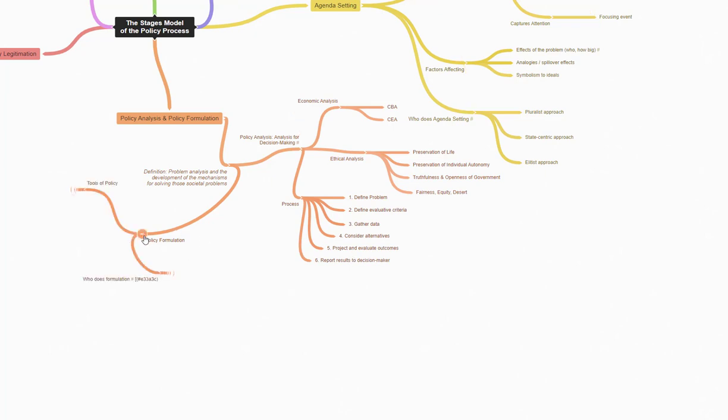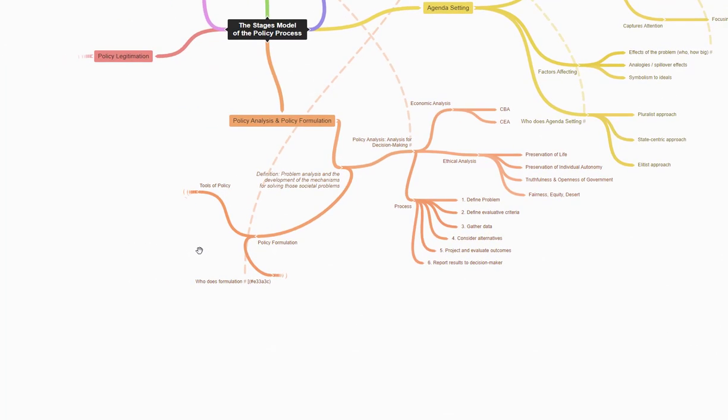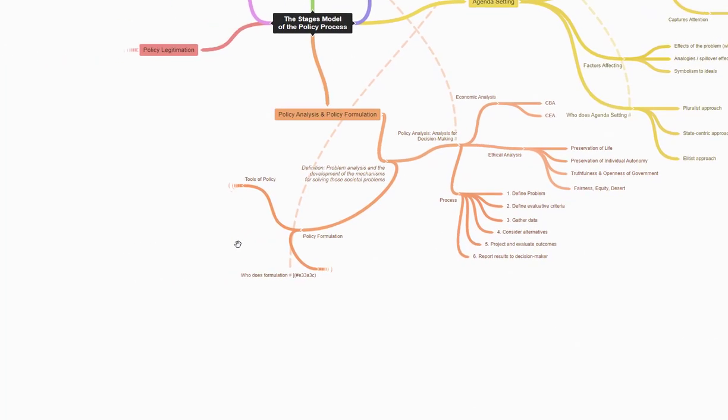So that's the process. What are some of the tools of policy that are available to us? If government decides it wants to do something, what's in its toolbox? What could it do?